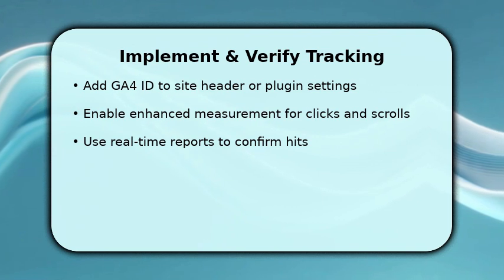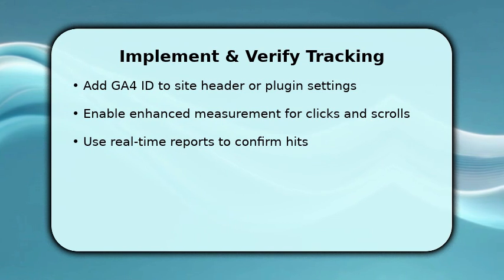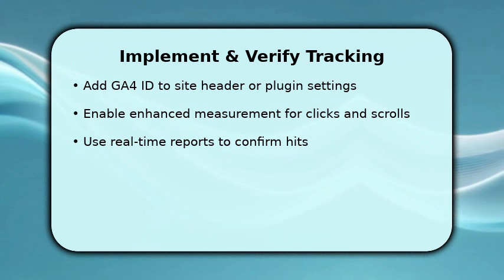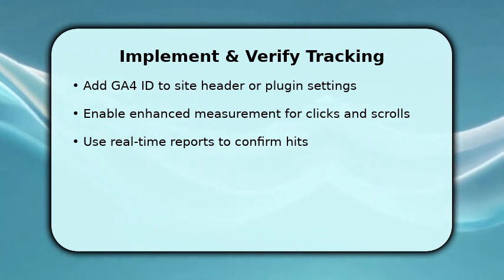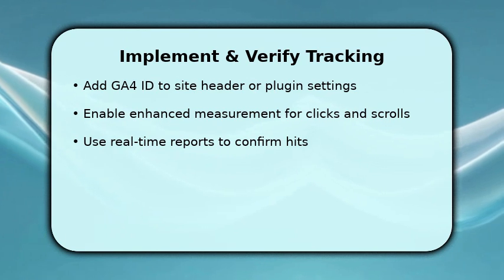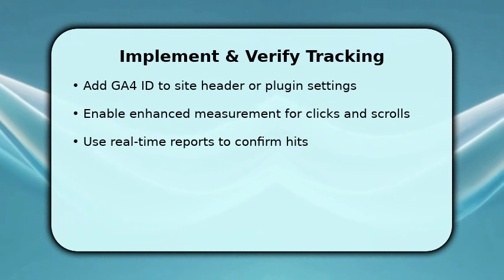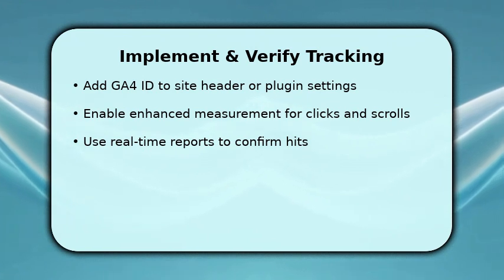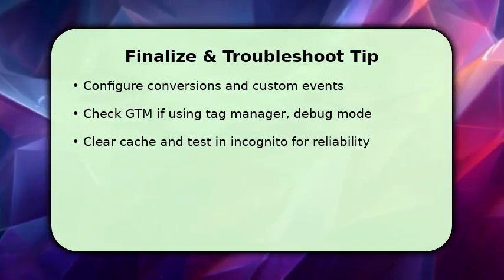Next, open Google Analytics real-time reports and visit your site in another tab. You should see your active user session within seconds. If real-time shows activity, make sure key events are firing correctly by testing clicks and form submissions to confirm accurate event capture. Finish by mapping important events to conversions, form submits, purchases, or newsletter signups so you can measure impact.